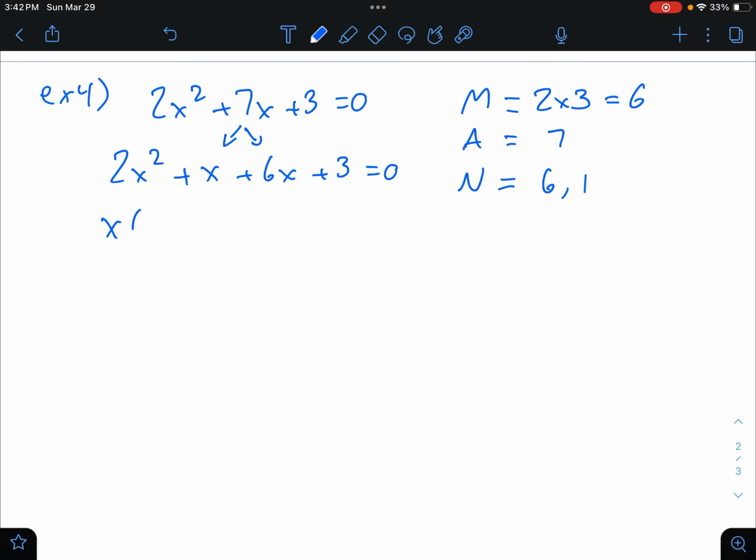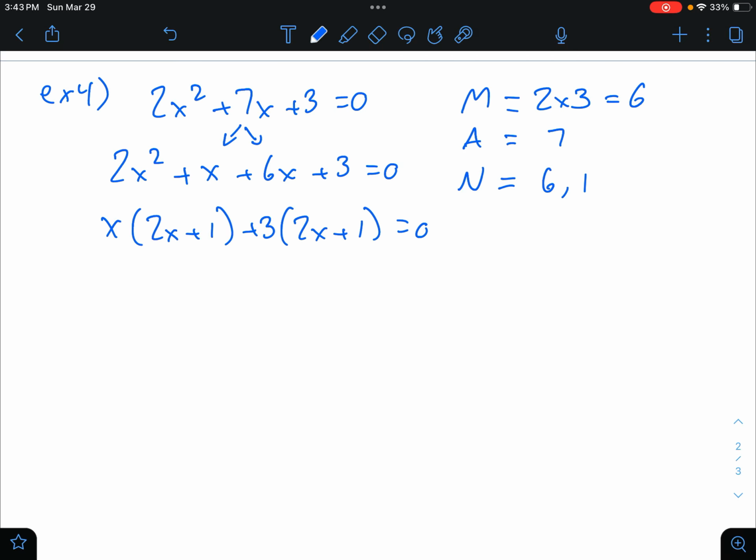So let's take out an x. And if I divide an x out, you're left with 2x plus 1. And on the right piece is the 6x plus 3. What's common there is a 3. And if I divide out a 3, you're left with a 2x plus 1.